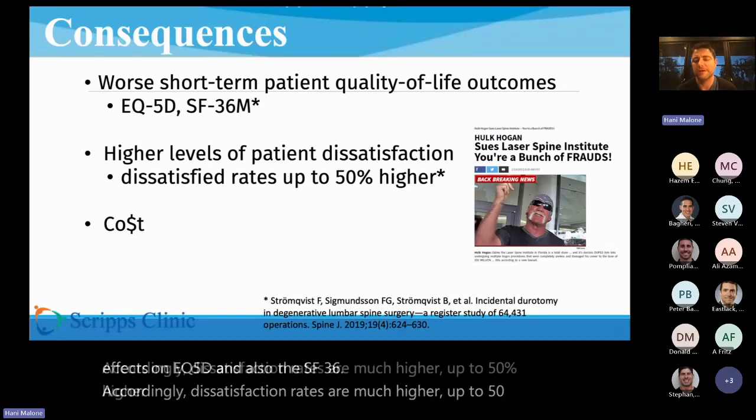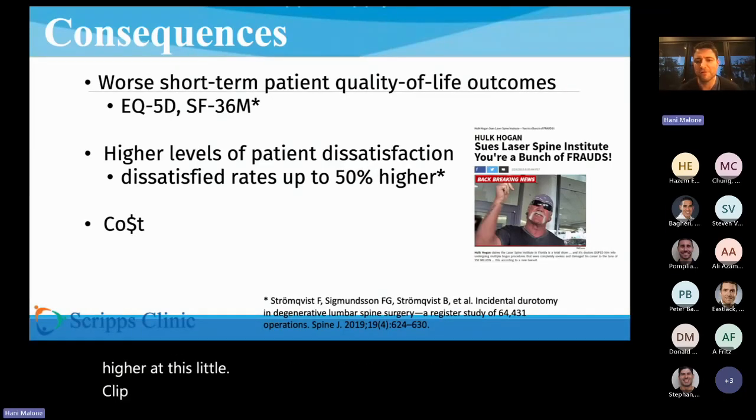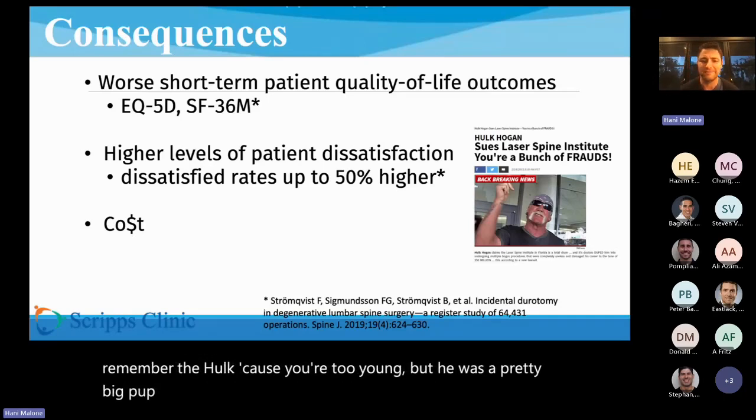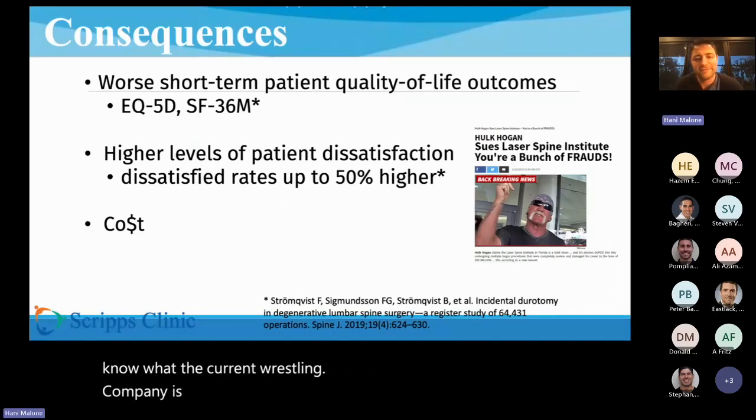I had this little clip art or image of the Hulk. Some of you probably don't remember the Hulk because you're too young, but he was a pretty big pop culture icon in my era, and he was before, I don't know what the current wrestling company is, but we had the WWF, and he was sort of their main protagonist.